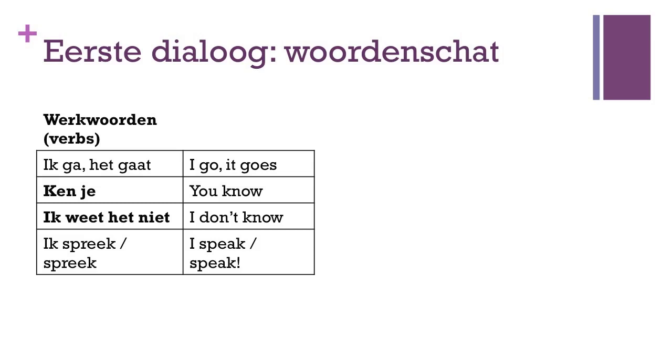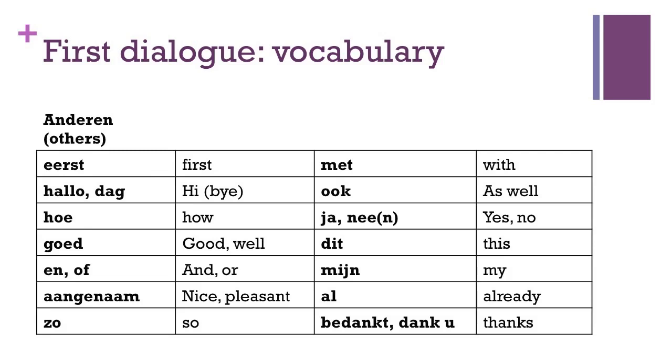Next one is useful expression. Ik weet het niet. It's I don't know. Het is added as it, so it's literally I don't know it. Niet is not, and weten is to know. Weten you can also use for knowledge, whereas kennen, just in the row before, is for both persons and knowledge. Ik spreek is I speak, and spreek is the imperative speak. Now the others, or anderen.